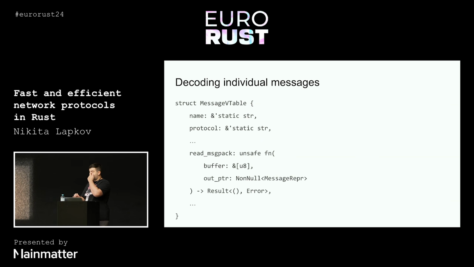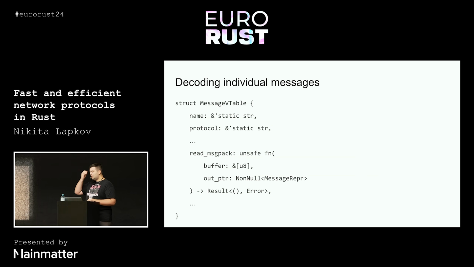And the answer is virtual tables. So remember this procedural macros message, which we discussed in the beginning. One of the things which it does is that it generates message virtual table. So every time you define a message, we generate an entry of the following struct. So we have a name and a protocol, which, if you remember, we've seen before in the message codec, which basically tell you which crate this message is from and what's the name of a struct. And then finally, we have a pointer to a function.